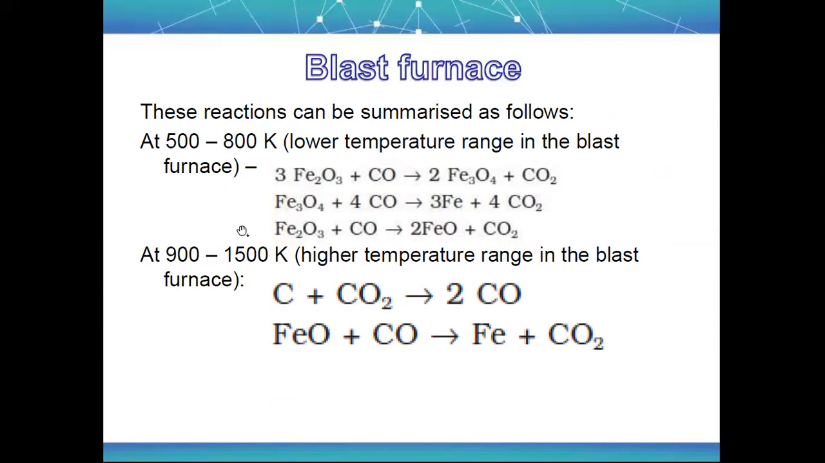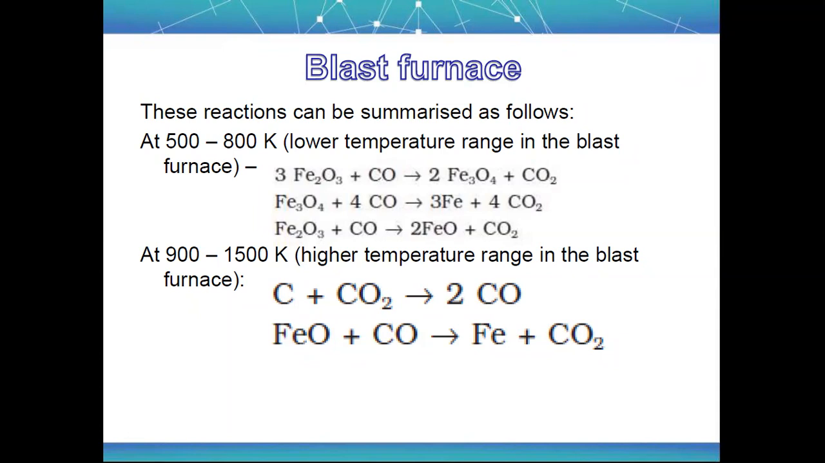First, at 500 to 800, this is the lower temperature range in the blast furnace. In this range the reaction is Fe2O3 plus carbon monoxide giving Fe3O4 and CO2. Next, Fe3O4 reacts with carbon monoxide to give Fe plus CO2, and Fe2O3 reacts with carbon monoxide and reduces to FeO and gives carbon dioxide. So these are the reactions performed at the low range of temperature.